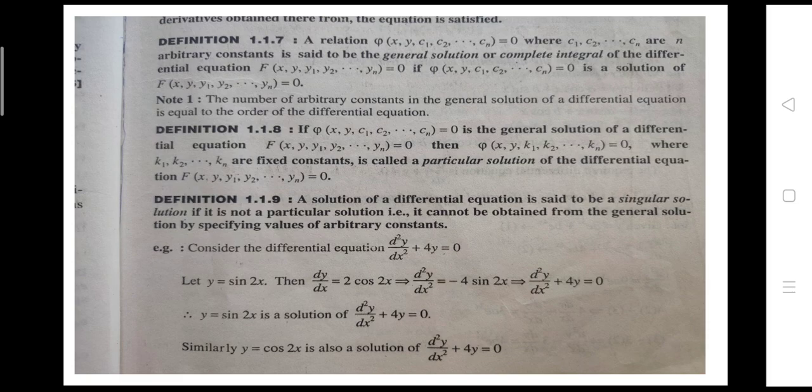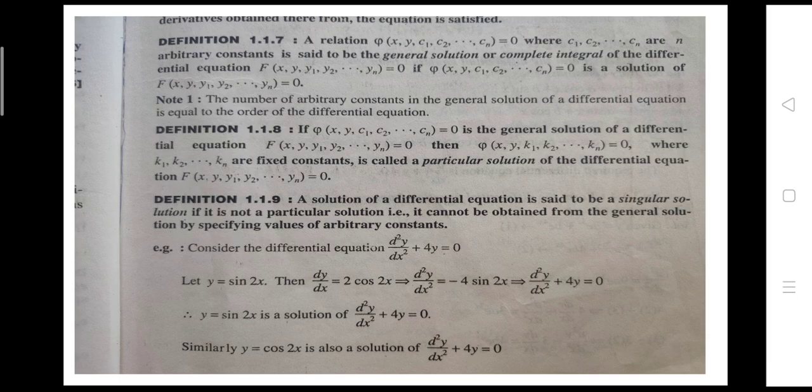Another definition is the singular solution. A solution of a differential equation is said to be a singular solution if it is not a particular solution. That is, it cannot be obtained from the general solution by specifying values of the arbitrary constants.